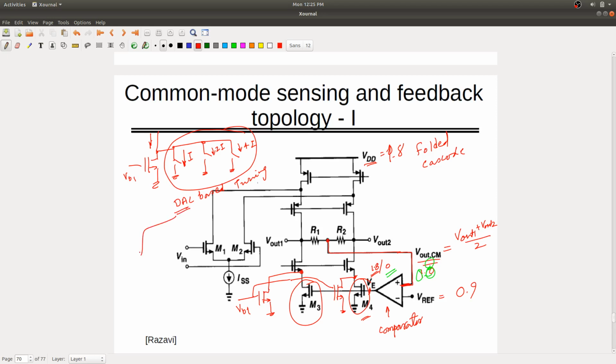DAC is digital to analog converter. So digital to analog converter.